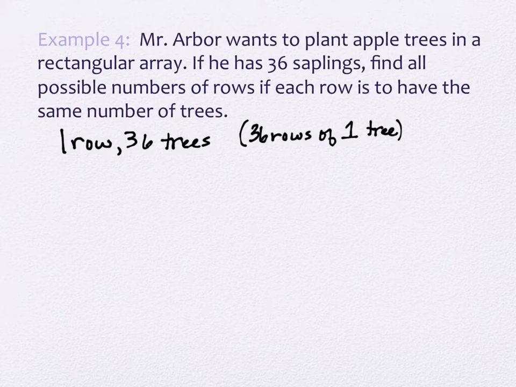What's another rectangular array that's a little more interesting than one strong, long line of trees? 2 rows with 13 trees. Close. 2 rows with not 13, but 18. Yeah, 18 trees. You're thinking of 26. 2 rows of 18 trees, or you could say 18 rows of 2 trees. That's the same thing. So I'm not going to write them all out every time. But yeah, 2 rows of 18 trees. What else could you have?